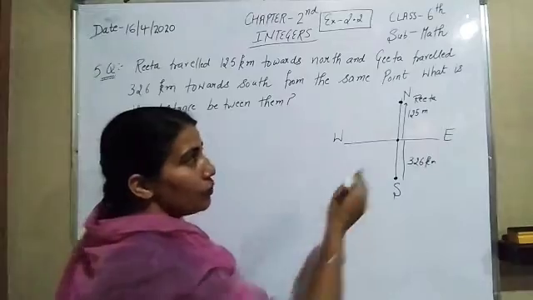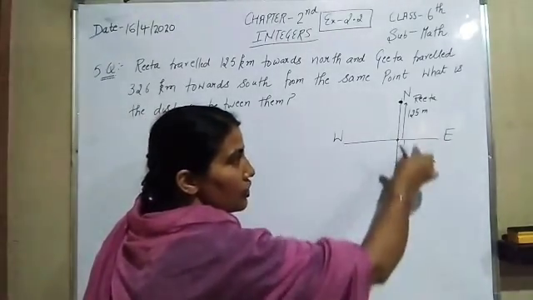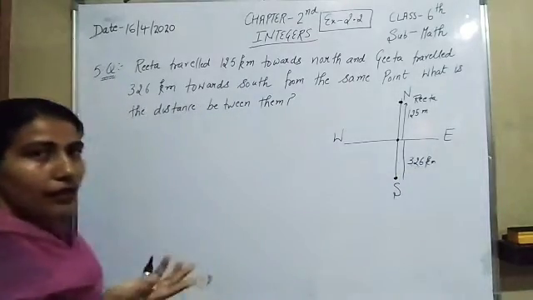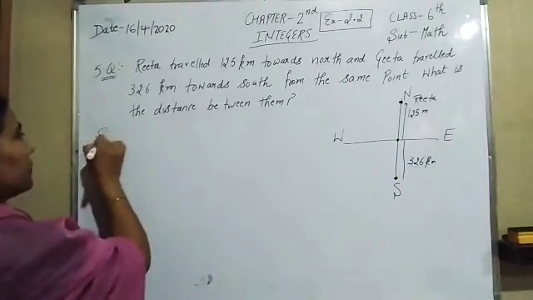In this situation, what do we have to do? We have to do the addition of both. That means 125 plus 326, and we will get the required answer. Now let's start.